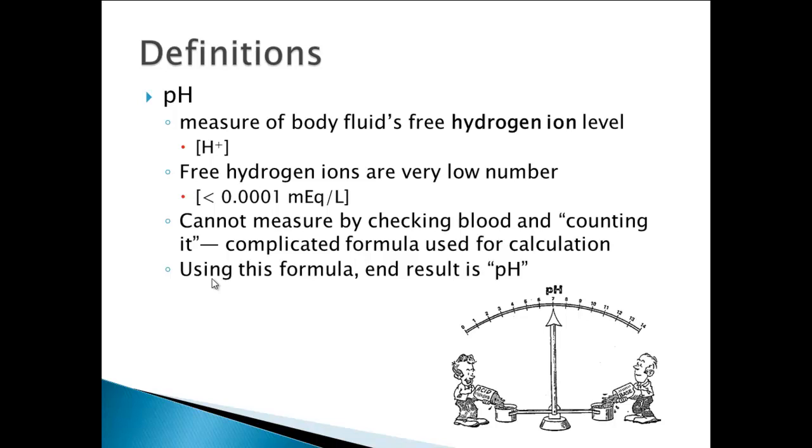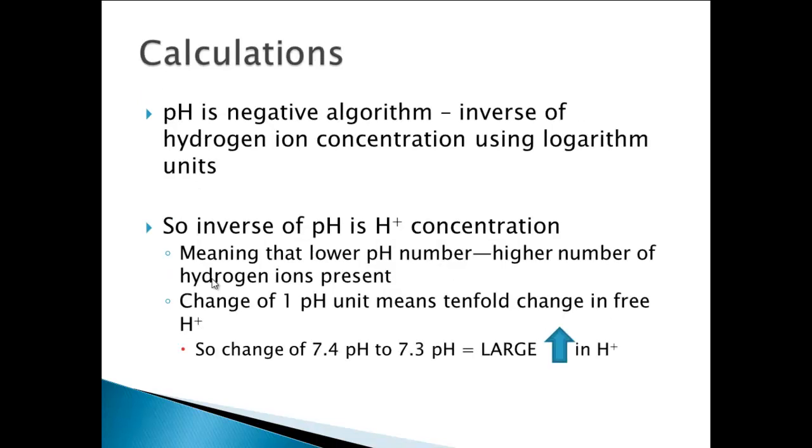Anyway, I can't measure those by checking the blood and counting them. It's a very complicated formula that's used to calculate how many hydrogen ions are present. So what we do is we take the inverse log of the number of hydrogen ions, and the end result is a pH. In other words, pH is a negative logarithm, or the inverse of the hydrogen ion concentration, using logarithms and a lot of really annoyingly complicated math.